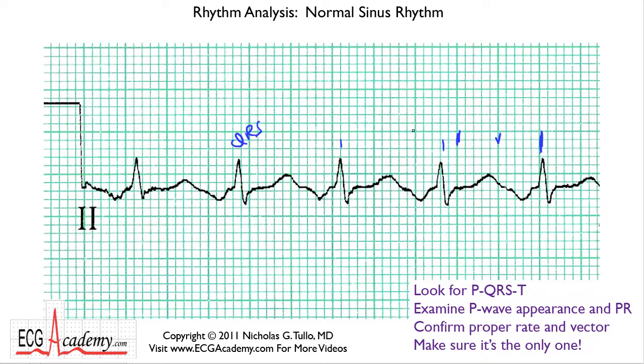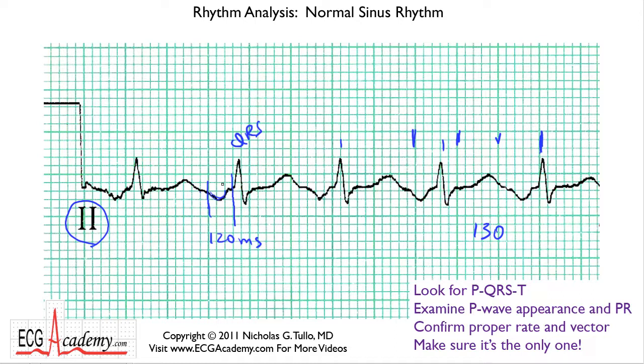300, 150, 100. So it's closer to 150 than it is to 100. It's probably about 130 beats per minute. It's a little fast. The other thing is, look, in lead 2, which we're monitoring, the PR interval is a little bit on the short side. Here it's 3 small boxes, or 120 milliseconds. And it's also inverted. So the P wave is upside down.